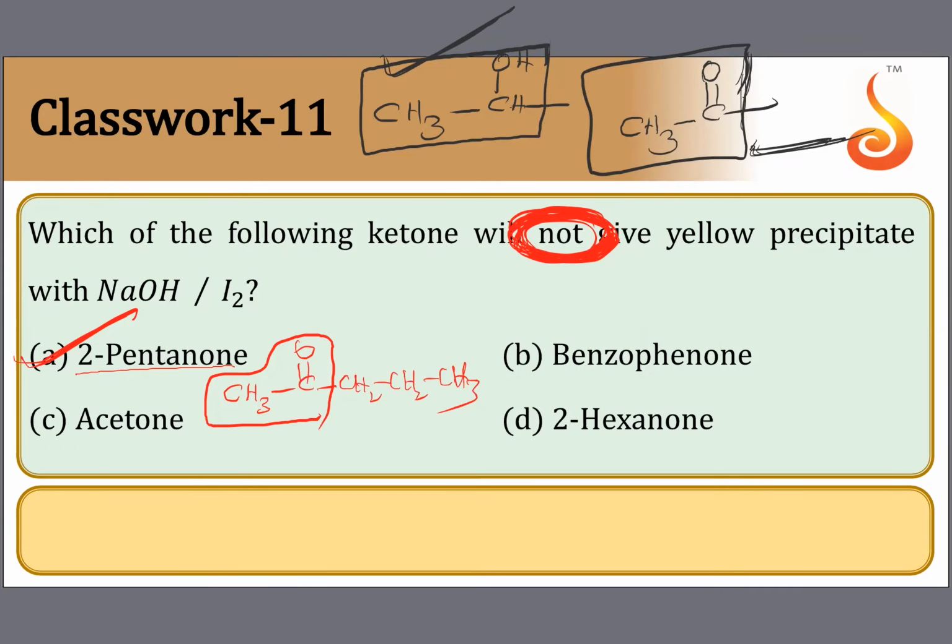Then benzophenone. We should know what is benzophenone. This is benzophenone. How does it give the iodoform test? No? Wrong. It won't give the iodoform test. Okay. It won't give the iodoform test.